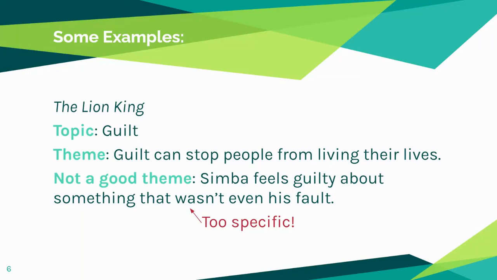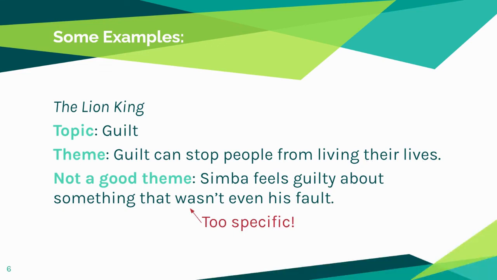However, not every movie or book is going to have Simba or even have lions in it. So if you mention those in your theme, it's not going to be universal. But guilt can stop people from living their lives. That's an idea that could be applied to many works that have guilt as a topic. So again, we found a topic, right? Guilt is our topic. It's 1 word. But our theme is a sentence about what this movie shows us about guilt.